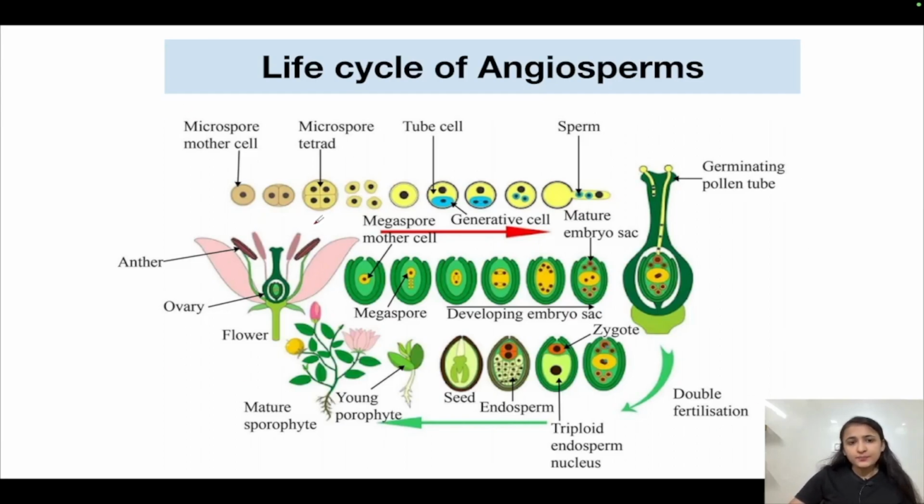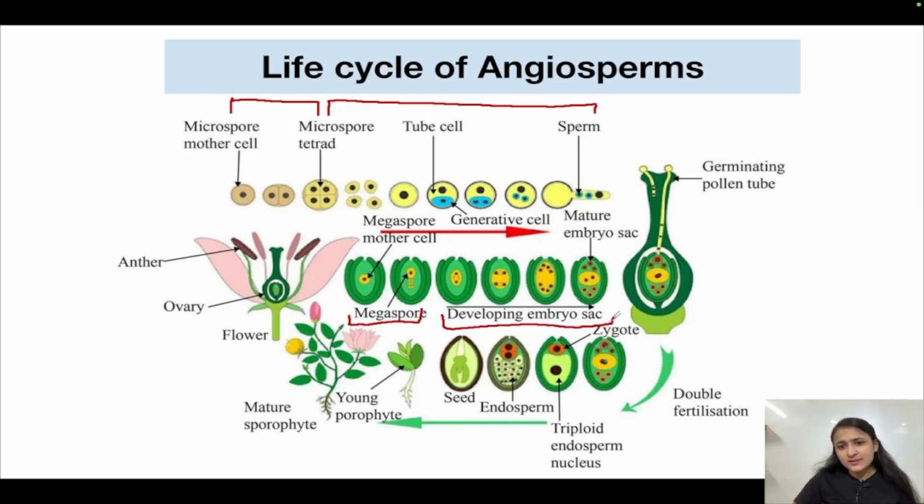See, this is the flower. Here microsporogenesis is taking place, then microgametogenesis is taking place, resulting in the formation of 2 sperm cells. Similarly, in the female reproductive organ, megasporogenesis is taking place, then megagametogenesis is taking place, resulting in the formation of the mature embryo sac. Here, the 2 sperm cells are forming. So this is the gametophytic stage in both the development of the male gametophyte and the development of the female gametophyte.